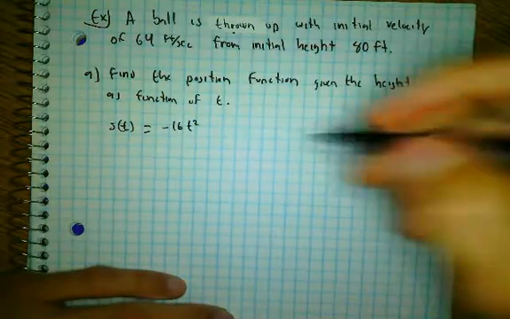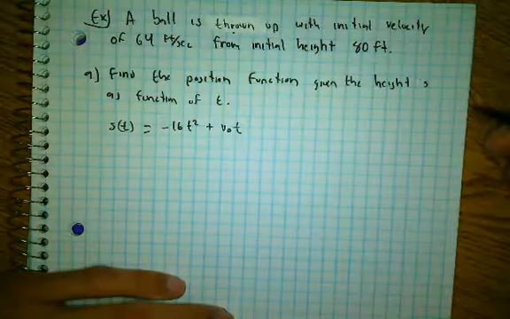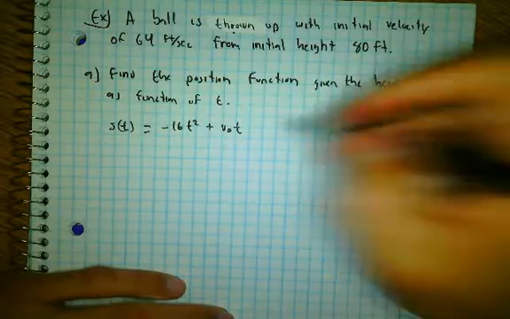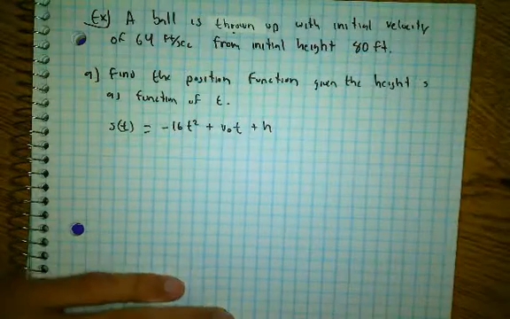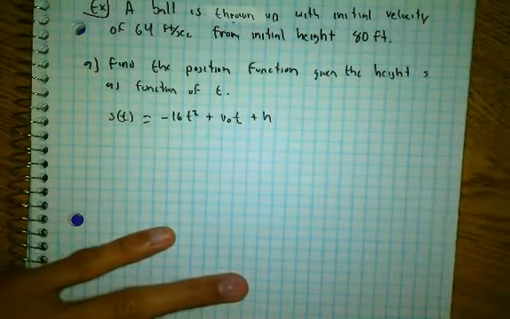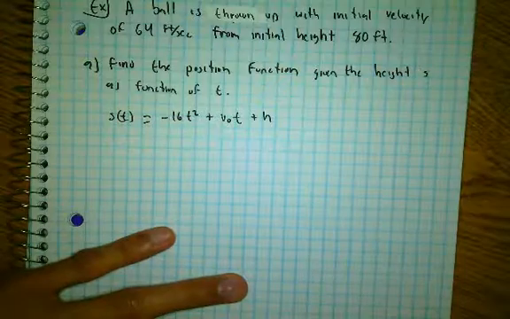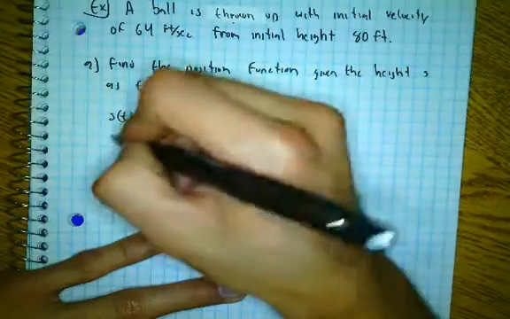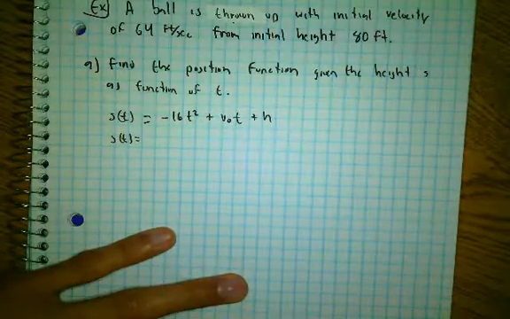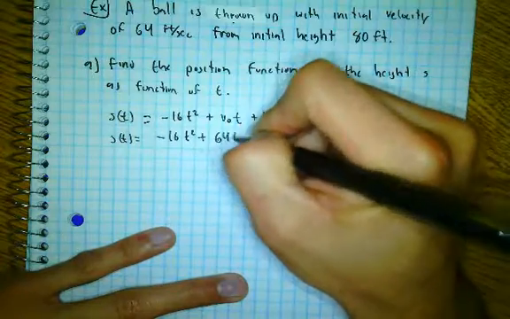Negative 16t squared plus 64t plus 80. Agreed? That's if you know the formula. However, what if the test says you must use calculus? Then you have to use calculus. Okay? You can't just go there. So if the test says use calculus to find the position function of blah blah blah blah, then you have to use calculus. Okay? And here's how you would do it with calculus.